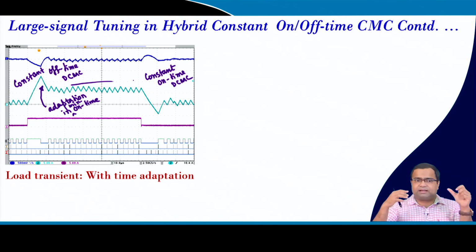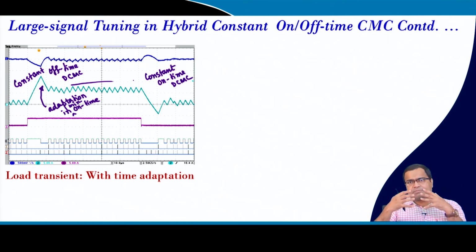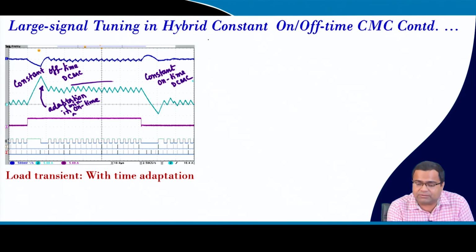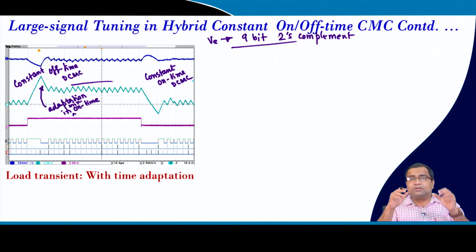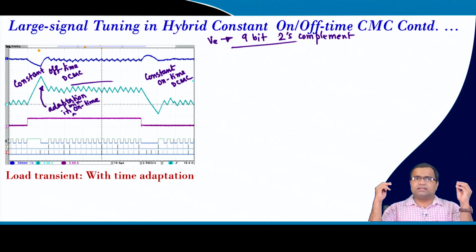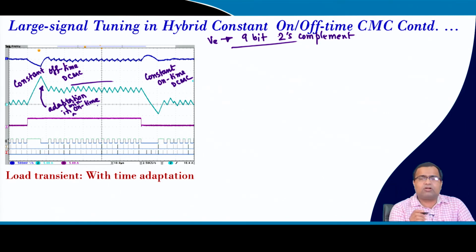Now, you may ask me, how do you identify transient and steady state? When you go for digital control, we generally sample the output voltage and take it inside the digital platform, and we subtract that output voltage from the reference voltage, and the error voltage provides a quantized value. Let us say the error voltage is in 9 bit 2's complement format. By looking into the upper bits, you can identify whether the error is large or small. If the error is large, then there is a large transient. If the error is small and you wait for a few cycles, then you can identify it is steady state, and then you can restore this on time again.